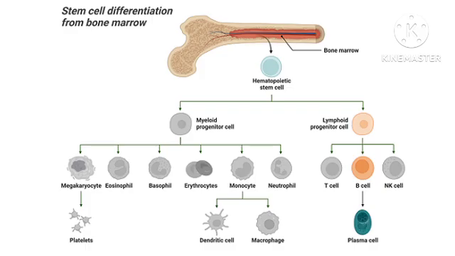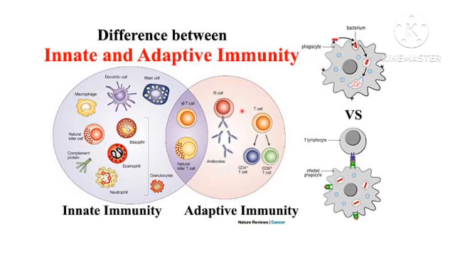So now let's begin our class from the basics. You know that from hematopoietic stem cell we have common myeloid progenitor cell and common lymphoid progenitor cell. From common lymphoid progenitor cell we have T cell, B cell and NK cell. B cell in turn differentiates into plasma cell. Common myeloid progenitor cell gives rise to other cell lineages like megakaryocytes, granulocytes, erythrocytes, etc.